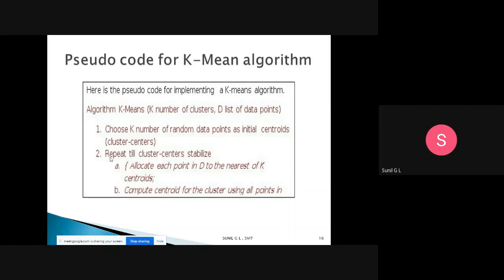In step 2, repeat until the cluster centers stabilize. What you need to do is allocate each data point in D to the nearest of the k centroids. Allocate each data point to the nearest centroid.